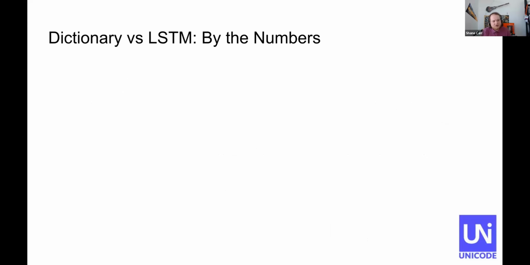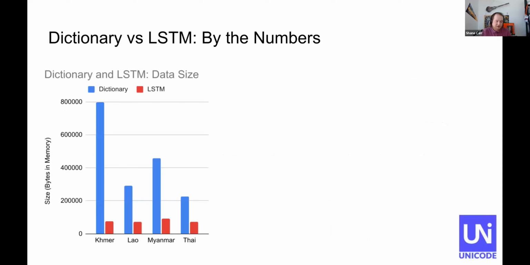Okay, so now I'm going to compare dictionary and LSTM by the numbers. There's a bit of a trade-off here, as I described in the previous slide, between performance and code size, and it's good to acknowledge that.